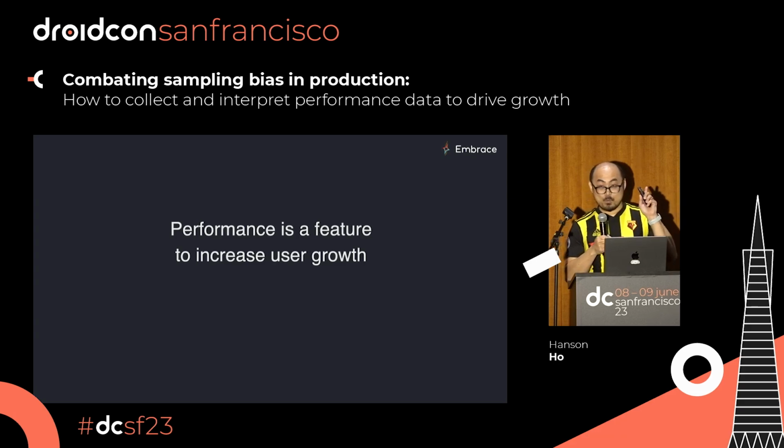Again, one takeaway, performance is a feature to increase user growth. And you do that by reducing sampling biases.